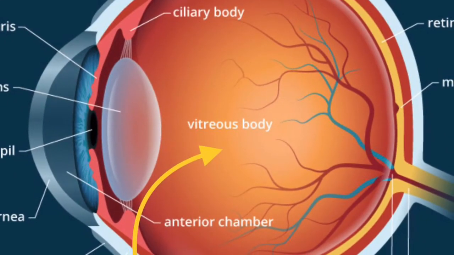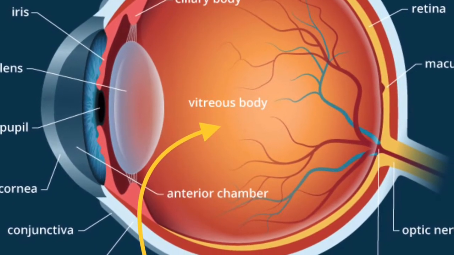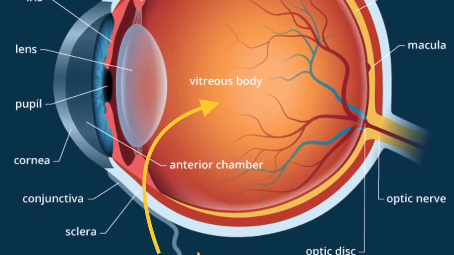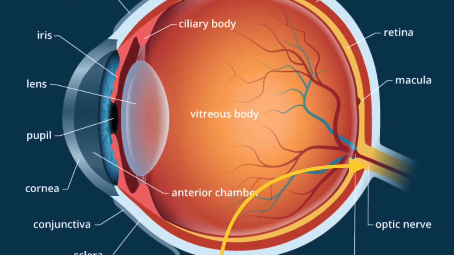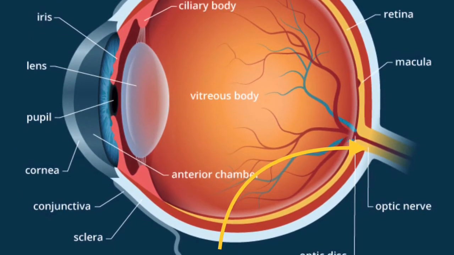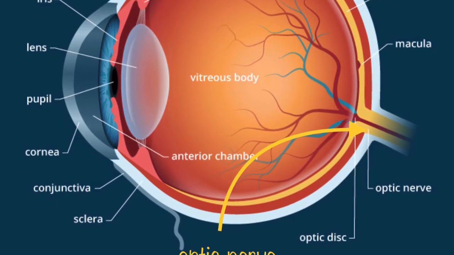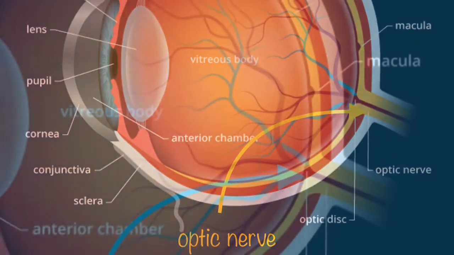The next structure we're going to talk about is the vitreous humor. This is a clear, jelly-like substance that fills the eye behind the lens, which is the posterior segment of the eye. And then next we have the optic nerve. So the optic nerve is the bundle of fibers that carry the vision impulses that come from the retina to the brain. That's what the optic nerve handles.